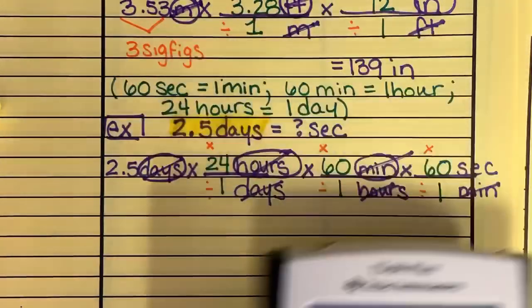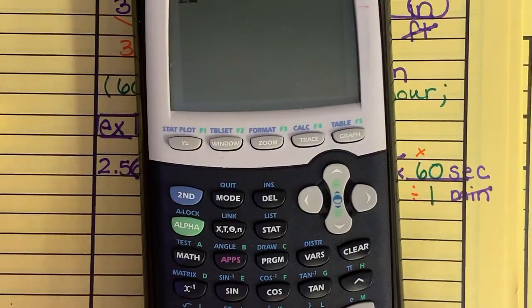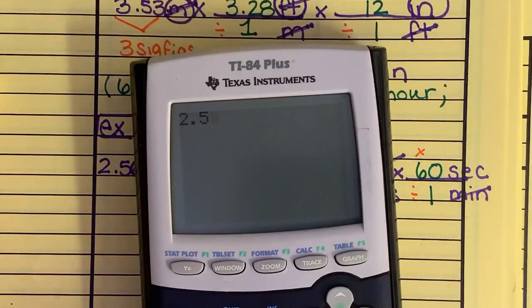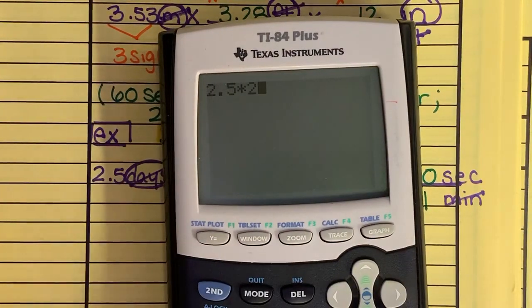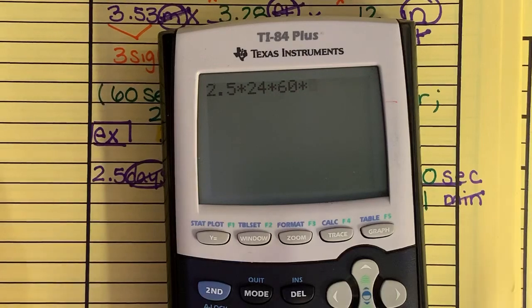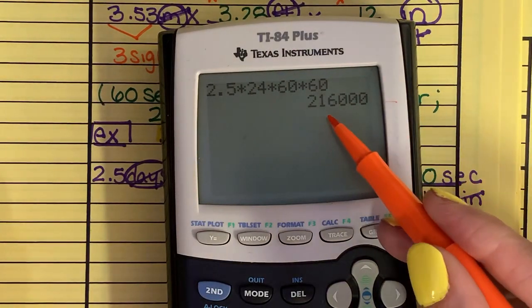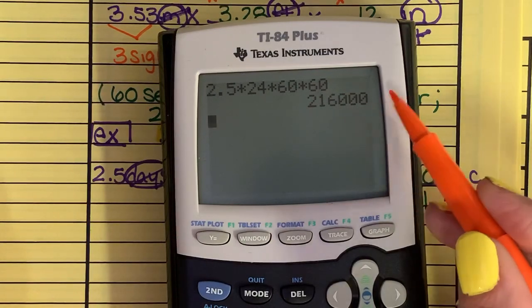So I plug this in. I've got 2.5 days times 24 hours times 60 minutes times 60 seconds. This is what I get, 216,000.